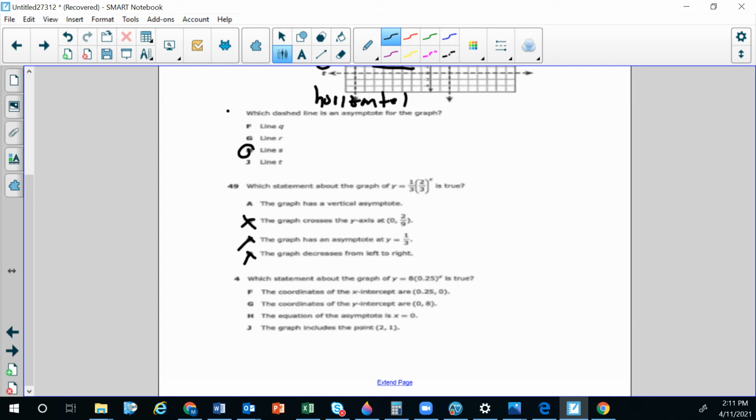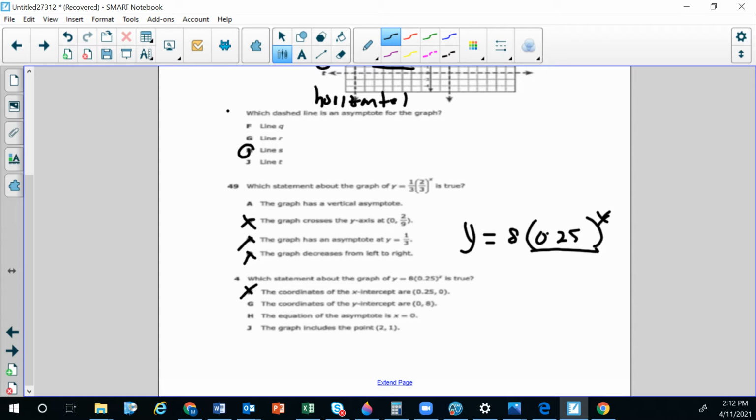Which statement about the graph of y equals 8 times 0.25 raised to the power of x is true? Let's look at F, the coordinates of the x-intercept. Remember, there is no x-intercept when it comes to an exponential function, because the graph doesn't cross the x-axis, so we know that it's not correct. The coordinates of the y-intercept is 0, 8. Well, let's see. Remember, the y-intercept occurs when x is 0. In this case, let me write this: y is equal to 8 times 0.25 to the x. So when x is 0, this expression is 1.